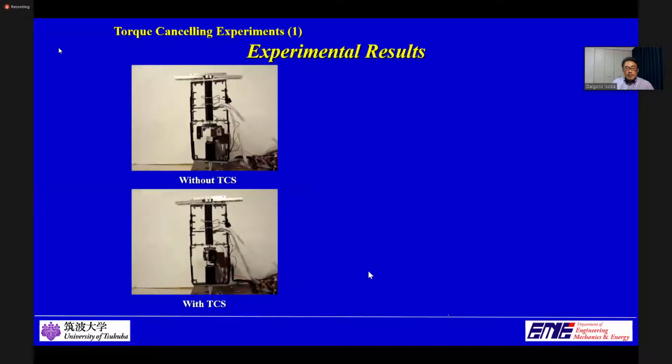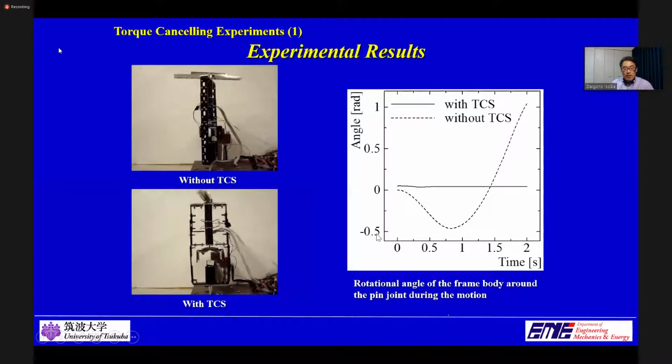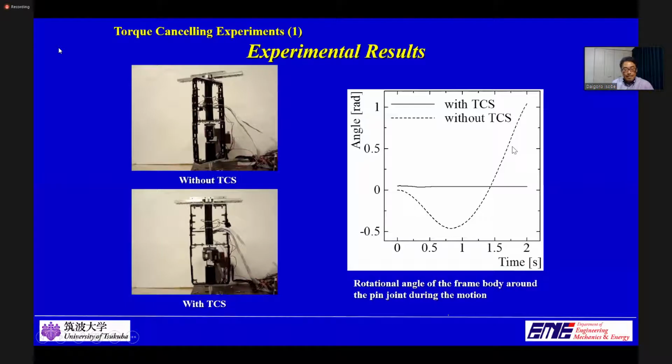Now, this is the motion of the overall architecture when the TCS is not activated. And this is the motion when it is activated. If you look at this figure, which shows the rotational angle of the frame body, detected at the encoder attached on this pin joint, you can see that the frame body is unstable during the motion when the TCS is not activated. Whereas the rotation on the pin joint stops perfectly when the TCS is activated. Now this means that the reaction moments generated around the rotating axis are cancelled perfectly by supplying the accurately computed cancelling torques to the TCS.